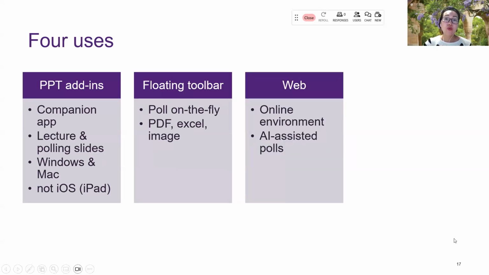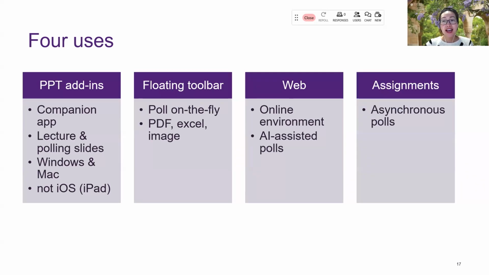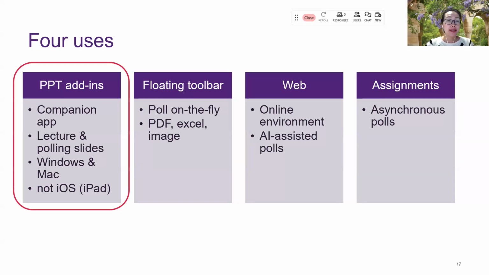And the third use is the web environment. If you use the web environment, there's AI assisted poll. That means that you can copy and paste the content that you are teaching, and the AI assisted functionality will help you to create a range of questions to check student knowledge and understanding. And the asynchronous polls, the one that I have mentioned, that you can create a poll deck, send students a link, and the students can do that outside of class time. But the one that we are talking about today is the app.